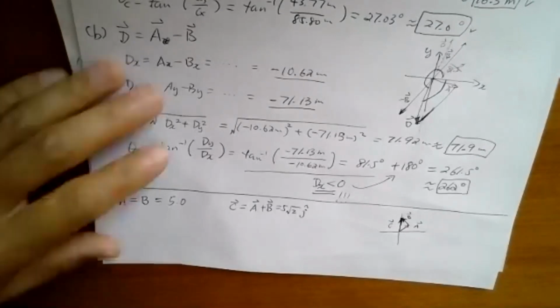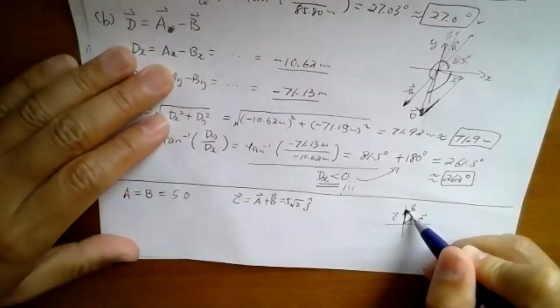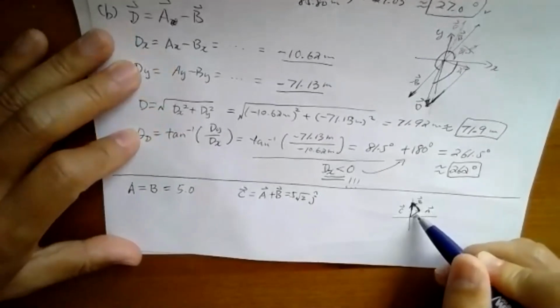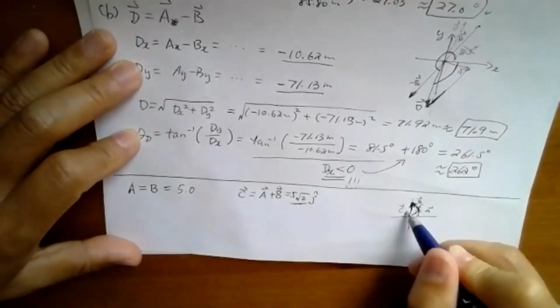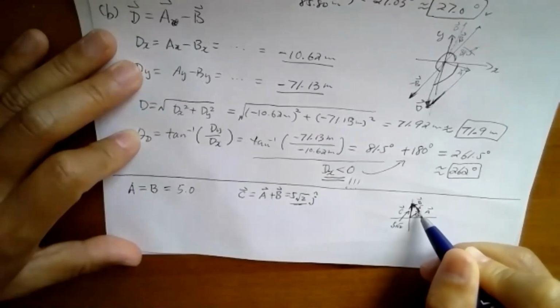I apologize for my internet, but I'm back here. So A plus B will give me my C. In this case, it tells me A and B have lengths of 5 and 5, right? And then my C is 5 times square root 2.